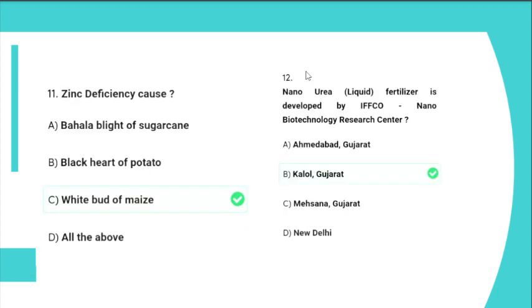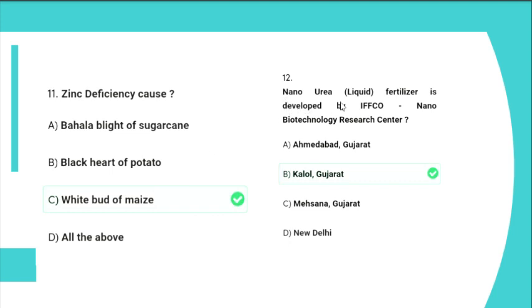Next question: zinc deficiency causes? Here zinc deficiency causes white bud in maize. As we all know, here it is written as Pahala white, but this is not Pahala white, it is Pahala blight of sugarcane. Pahala blight of sugarcane is caused due to manganese deficiency. And you know black heart of potato? Black heart of potato is caused by an excess of CO2, or we can say lack of oxygen.